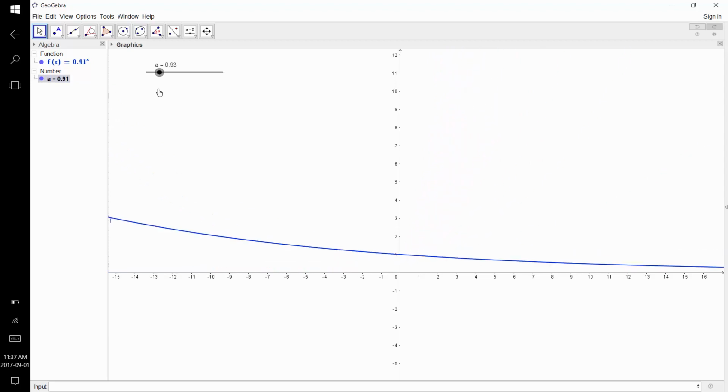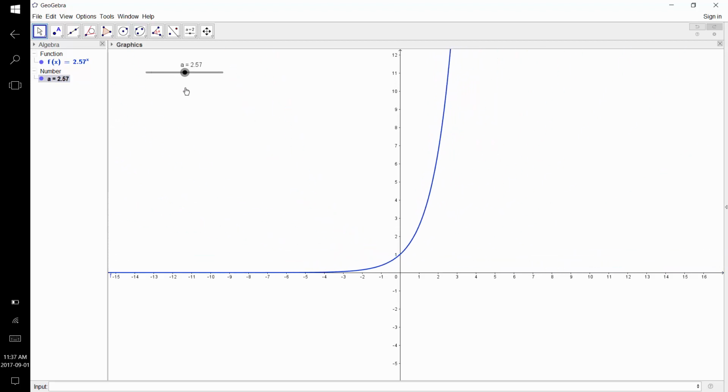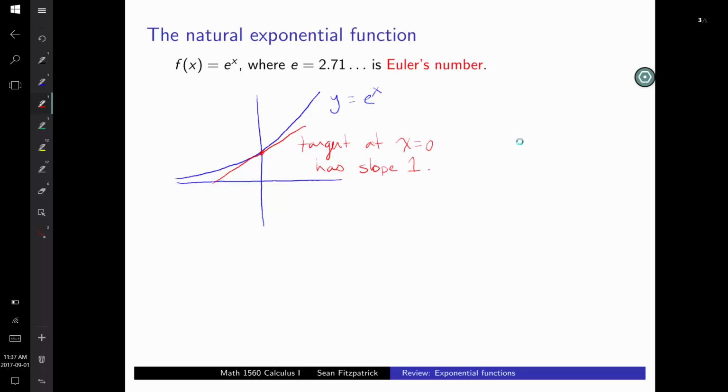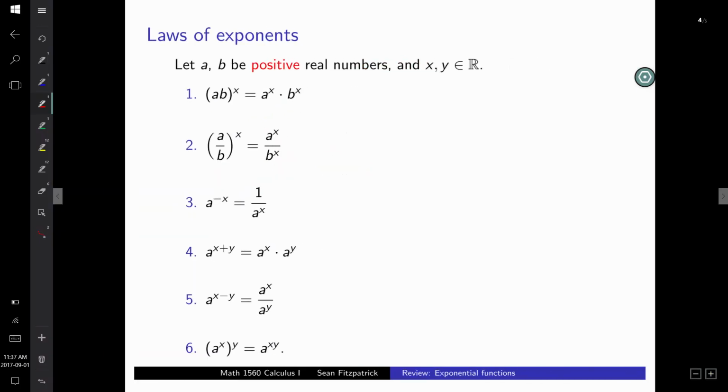And so somewhere among all these values for the base, there's a certain sweet spot that happens somewhere around 2.7, where you get an exponential function with particularly nice properties, and that's the natural exponential function. We'll see that it's the one to use for this course. Now, for all exponential functions, there are certain properties that they satisfy. These are the so-called laws of exponents.